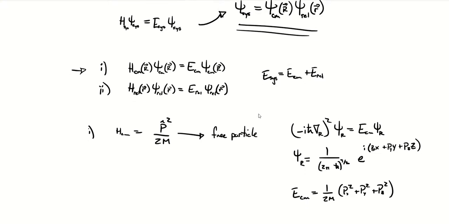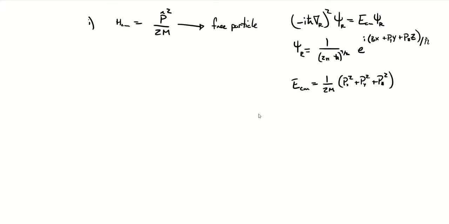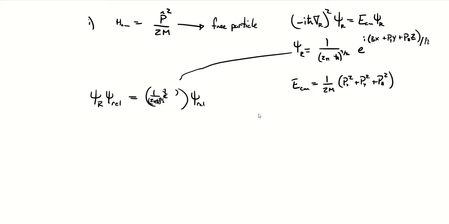Well, this psi R times psi relative is just going to be this wave function, this 1 over 2 pi h bar to the 3/2 times e to that exponent there, times whatever our relative wave function is. This center of mass thing is essentially just a global phase. It's got this normalization constant out front too, but that's a global phase.